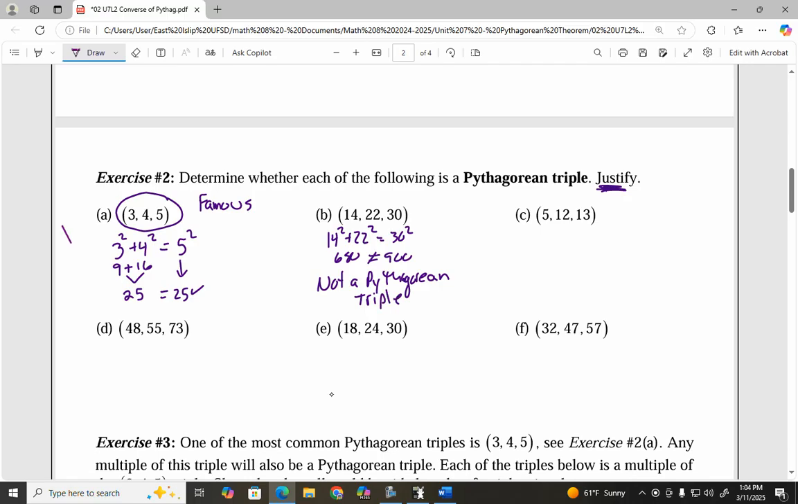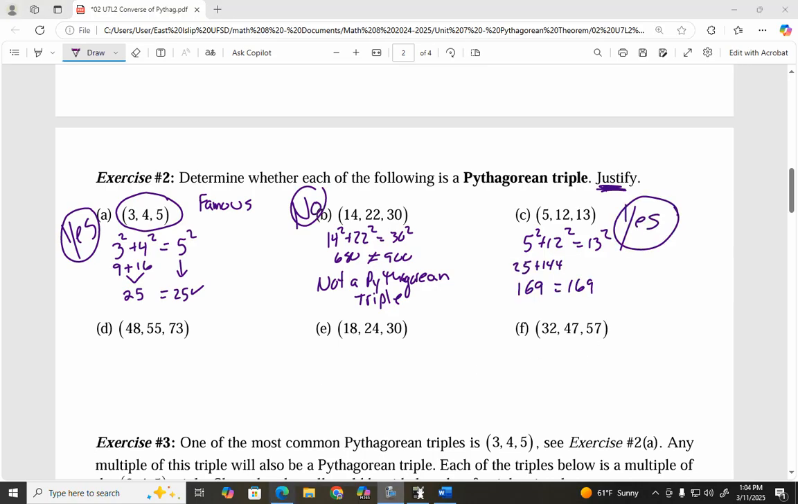Going forward from now on, I'm just going to say yes if it is a Pythagorean triple or no if it's not. I don't want to write a whole sentence, and it's not necessary to. It doesn't say explain, right? Letter C. Does 5 squared plus 12 squared equal 13 squared? You can hit pause and do it yourself and tell me yes or no. Hopefully you got yes. Right? It turns out to be 169 equals 169. Why don't you try D, E, and F also? You're just doing A squared plus B squared equals C squared.